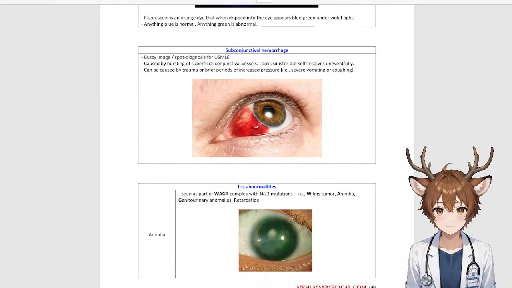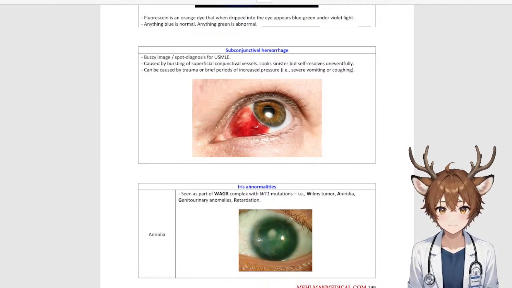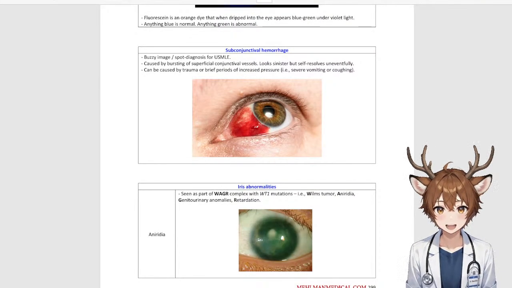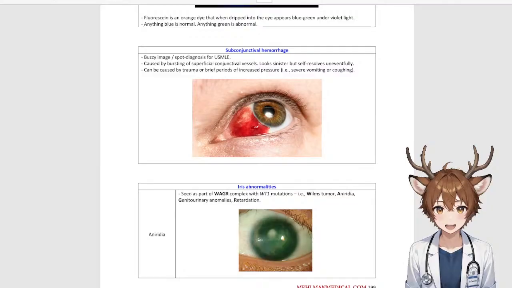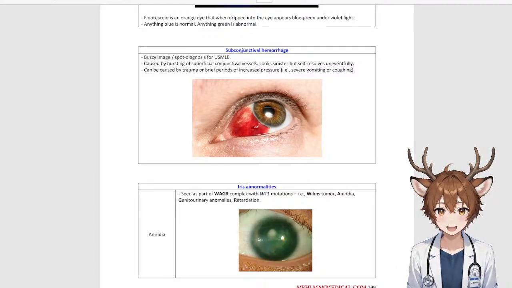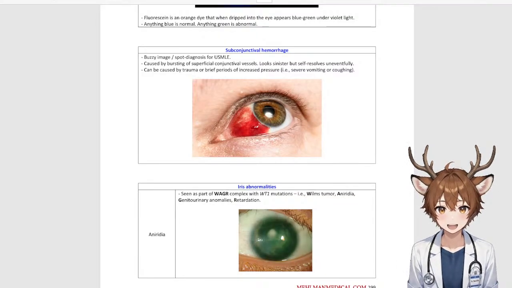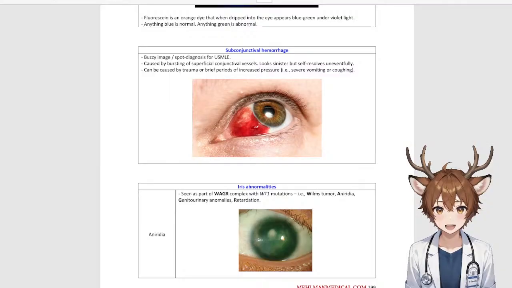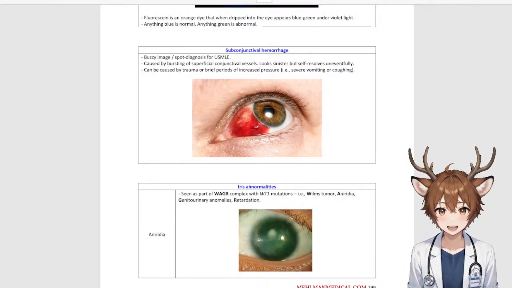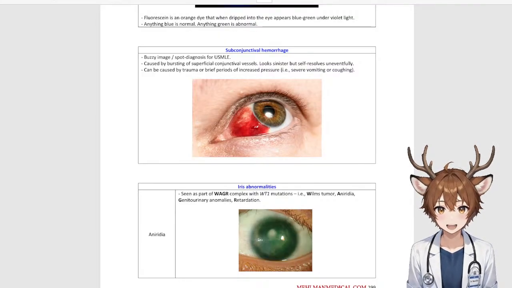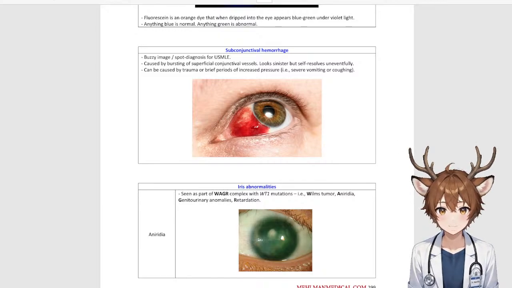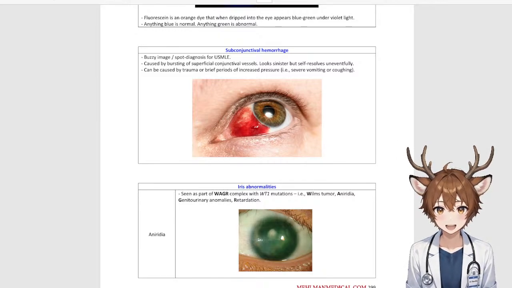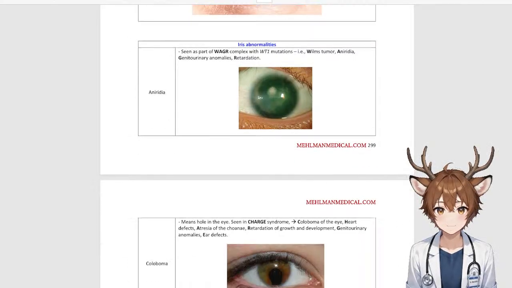What about subconjunctival hemorrhage? Buzzy image / spot diagnosis for USMLE, caused by bursting of superficial conjunctival vessels, looks sinister but self-resolves uneventfully. Wow, that's interesting. I almost forced that, but it is an interesting thing, to be fair. Because it does look kind of nasty, doesn't it? Can be caused by trauma or brief periods of increased pressure, i.e. severe vomiting or coughing. Wouldn't that suck? You cough and then you have that? Yeah.